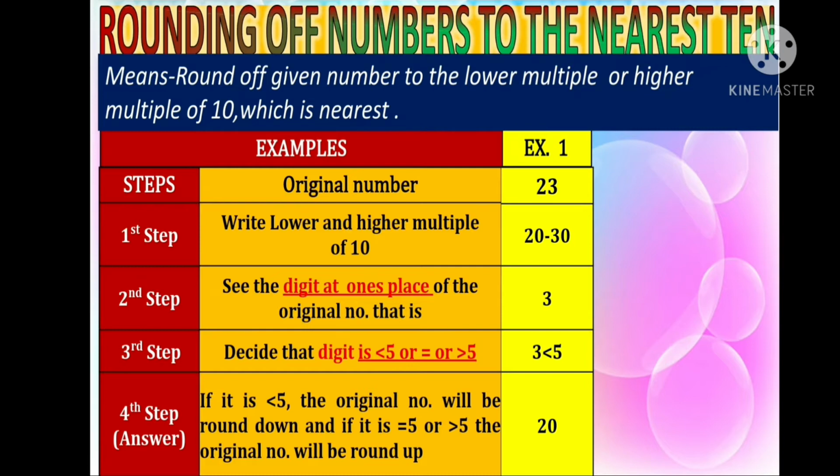Third step: now we have to decide whether that digit is smaller than 5, equal to 5, or greater than 5. So here 3 is smaller than 5. Fourth step: here we will get the answer. If it is smaller than 5, the original number will be rounded down. And if it is equal to 5 or greater than 5, the original number will be rounded up. So here 3 is smaller than 5, so the final answer will be 20.